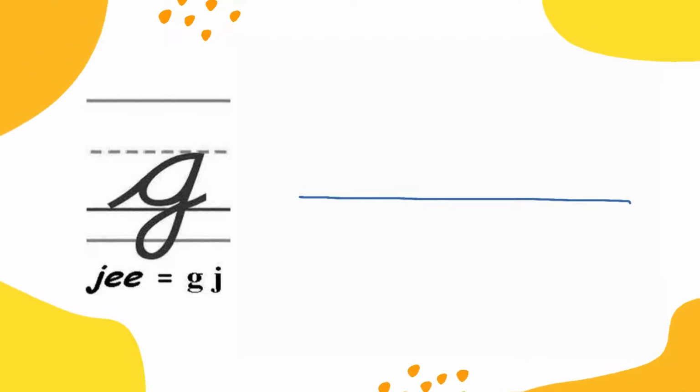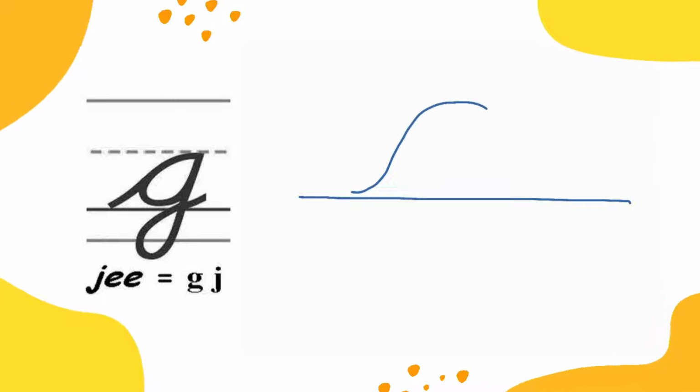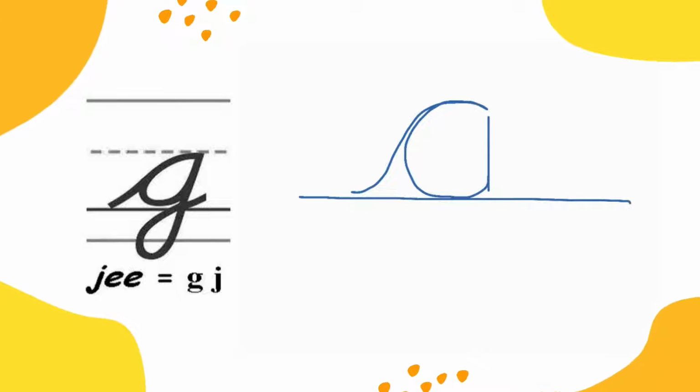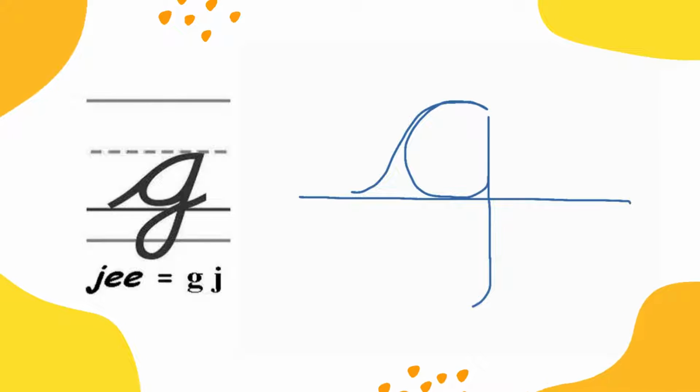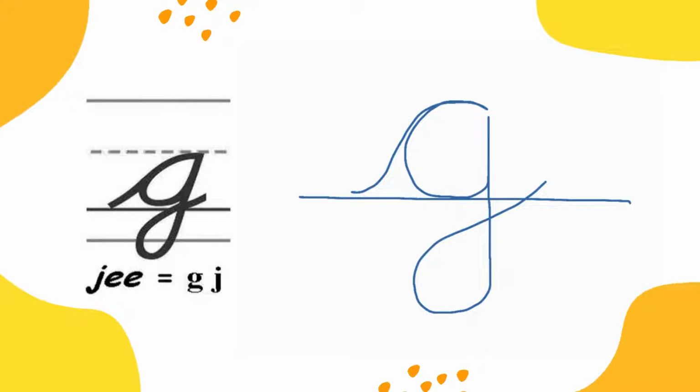Can you draw a G like me? Back around, straight up, back down, past the line, around and out.